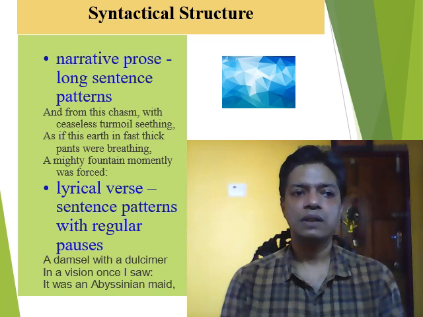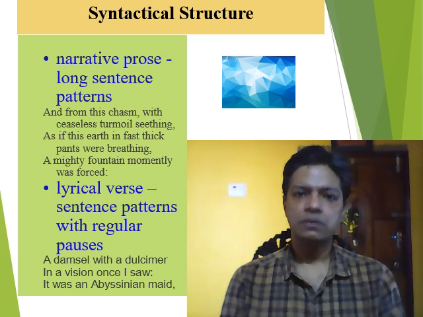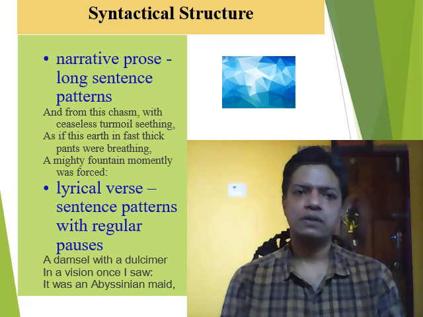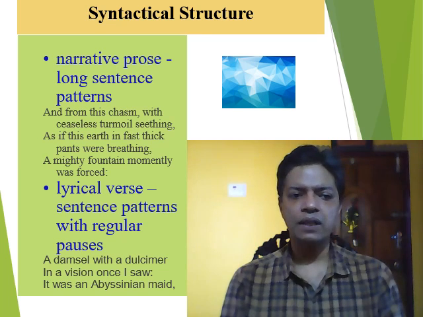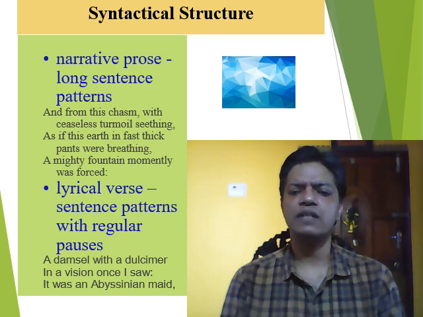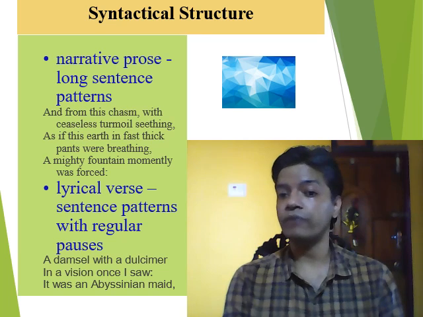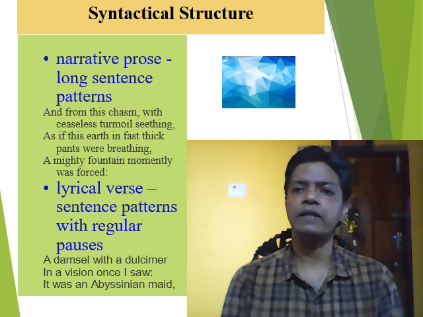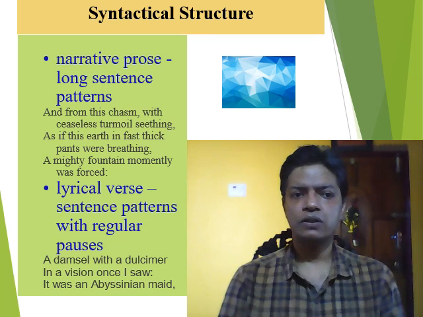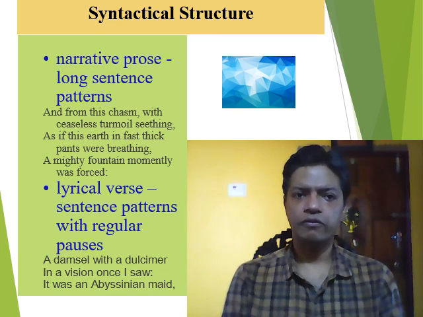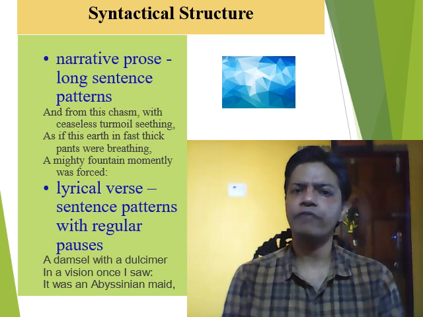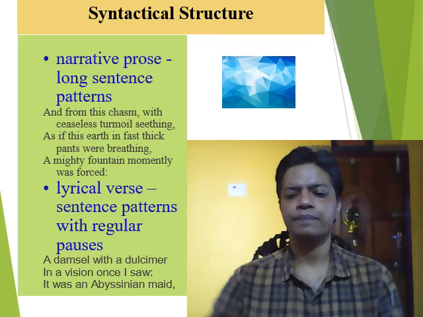In the second portion of the poem, lines 36 to 54, the lyrical verse, the sentence patterns have regular pauses, and the sentence structures are short, terse, and very effective in foregrounding the emotional structure. "A damsel with a dulcimer in a vision once I saw." There is a pause after that. "It was an Abyssinian maid, and on her dulcimer she played, singing of Mount Abora." So the lines are short, and yet the phrases are set in such a way that we have a structured pattern of effective and spontaneous lyricism.